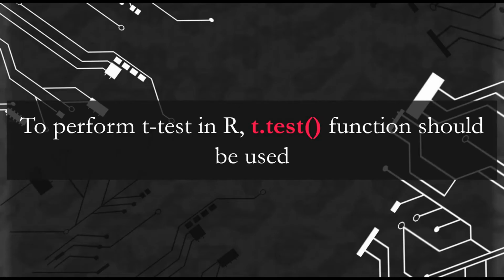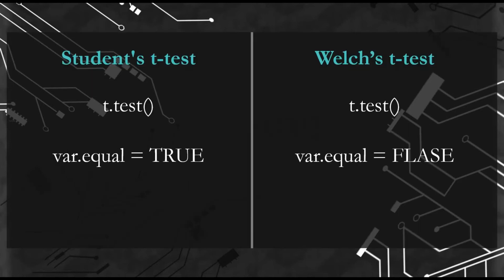As I mentioned in the previous video, to perform any t-test in R, we need to use the t.test function. And depending on the test we want to perform, we will write different arguments inside the t.test function. So for the Student's t-test, we will use the var.equal argument. If it's true, it will perform Student's t-test, and if it's false, it will perform Welch's t-test. But we don't need to mention it if we are performing Welch's t-test because it's the default. So if you don't write the argument var.equal, it means that you are performing Welch's t-test.